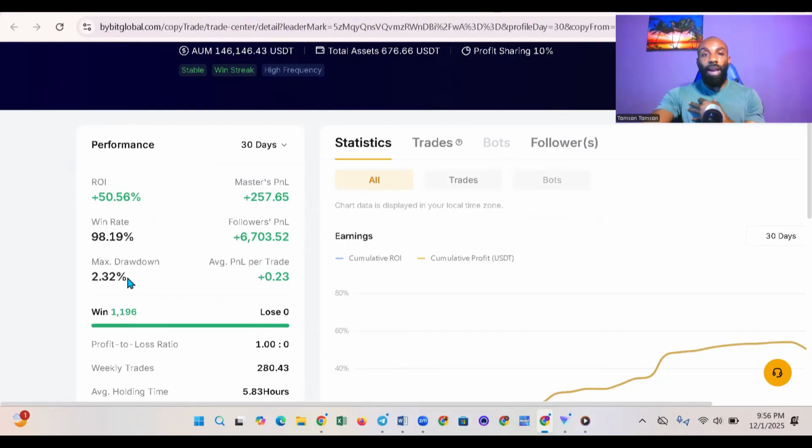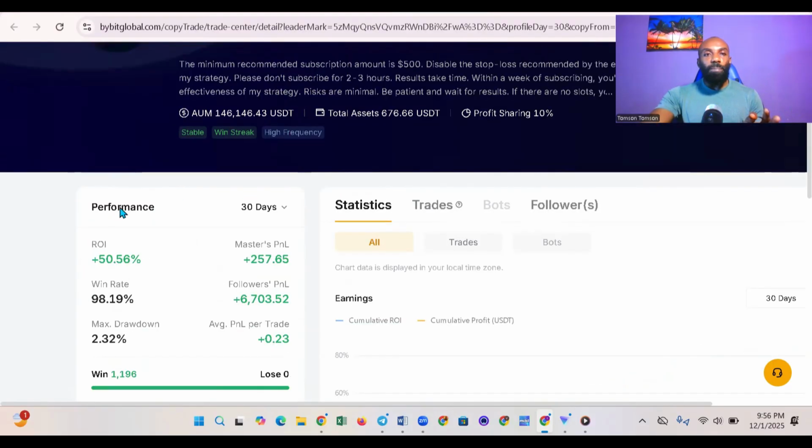For me, that is the way I actually judge it. But you can see this guy has just 2.3% maximum drawdown. And check out his win rate. So just make sure whenever you come to this performance, okay? Look at this performance. That is where you'll be able to know if this person is a good trader or not, okay?